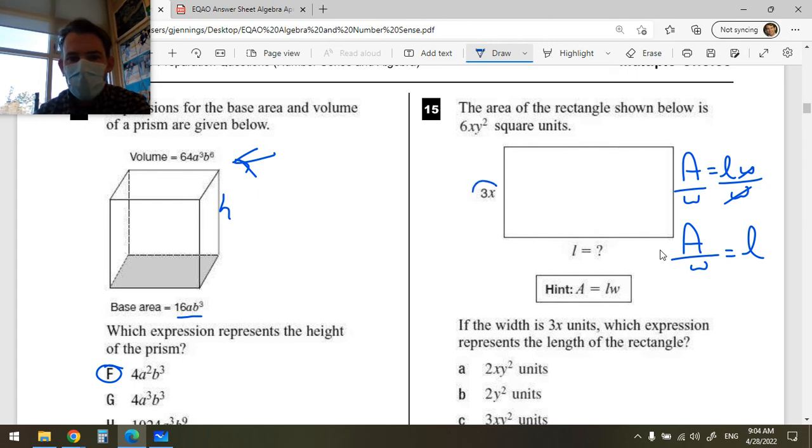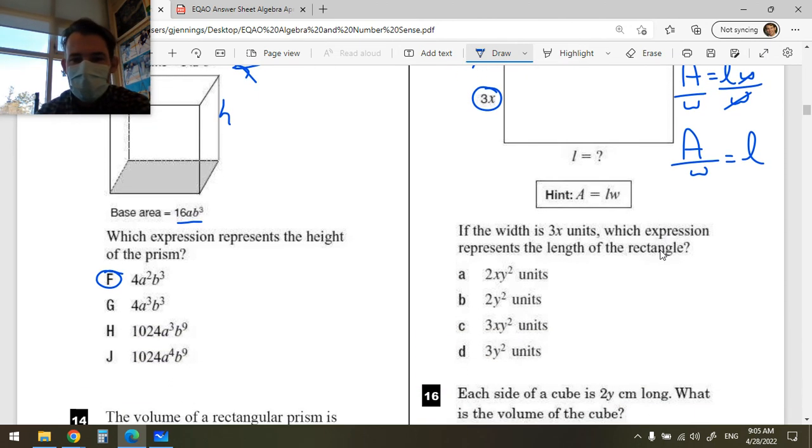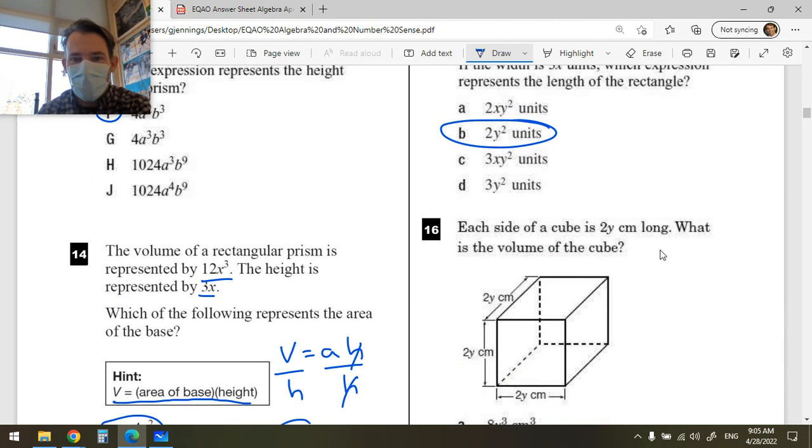Okay, I know the width is 3x. When I divide 6xy squared by 3x, this x will cancel that x, and 6 divided by 3 is 2. So 2y squared is our answer, and there it is there, 2y squared. So nice that it's multiple choice because it helps confirm our work.